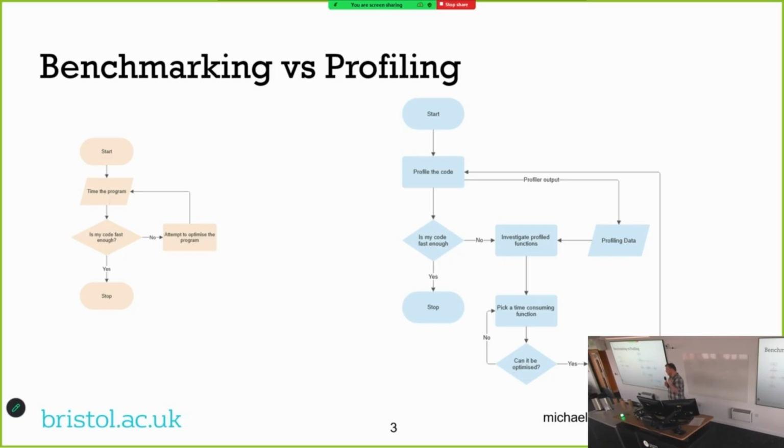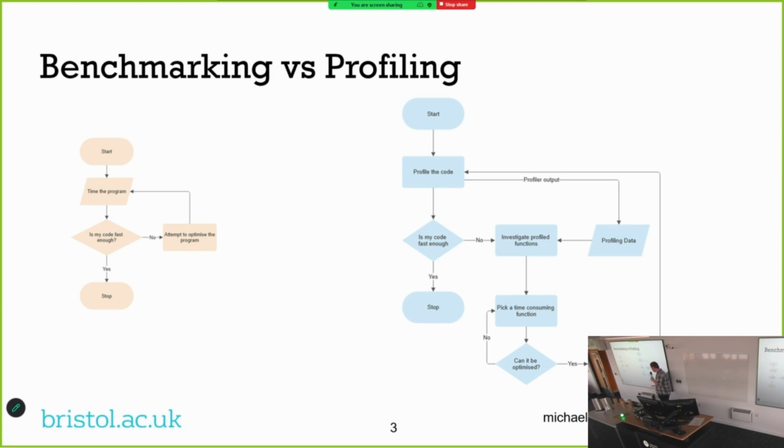Instead, you want to use something that's called profiling. So profiling is typically done using an external profiler, but the principles behind it can actually be done just with manual entries of timestamps within your code. And profiling is you run your profiler, you ask the question, is my code fast enough? If it's not, you now have a list of profiled functions. And these functions contain things like, how fast did it run? How many times did it run? Things like that, which now allows you to pick a specific time-consuming component of your code. And then you can ask the question, can that specific component be optimized?